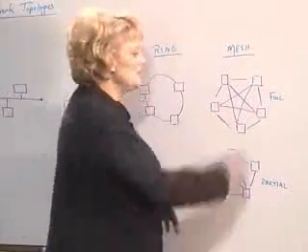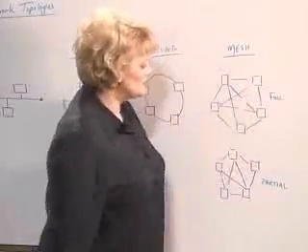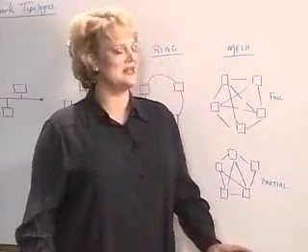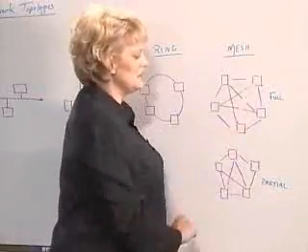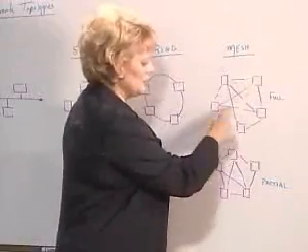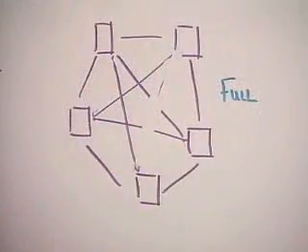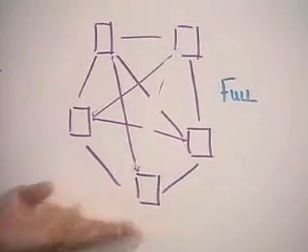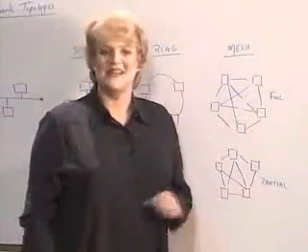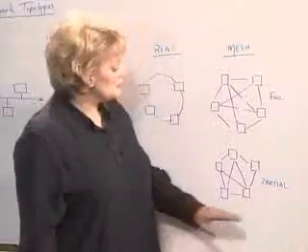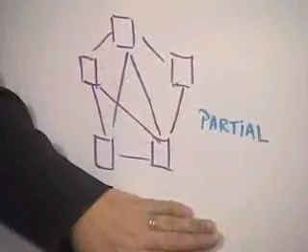If a line goes bad between those two computers, I still have a whole bunch of different ways to get from this computer to this computer. I could go through here, I could go through there, and so forth. So there's a lot of built-in redundancy. On the other hand, this full mesh is way too expensive to set up if you have a lot of computers. What you're more likely to find is a partial mesh.